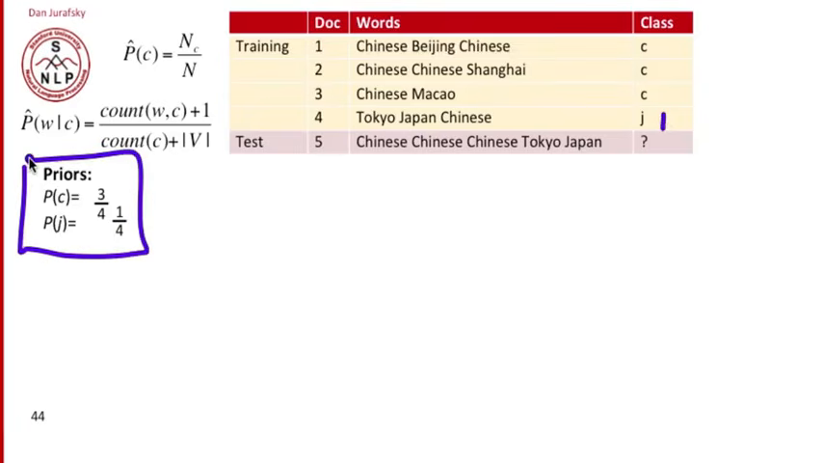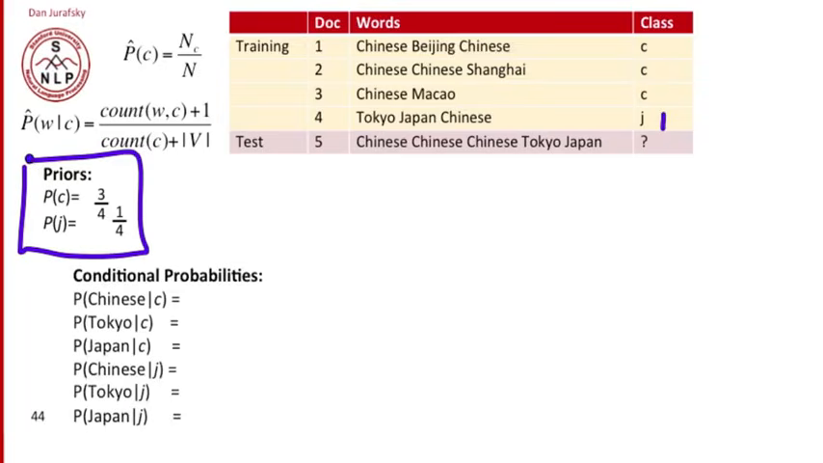So we've seen how to compute our prior probabilities here. Let's move on to the likelihoods. Let's compute each of these probabilities. What's the probability of the word Chinese given the class C? What's the probability of the word Chinese given the class J, and so on?